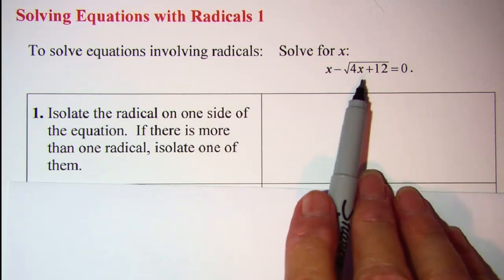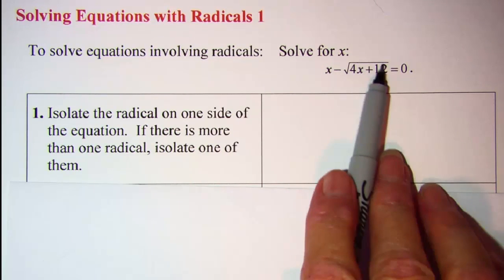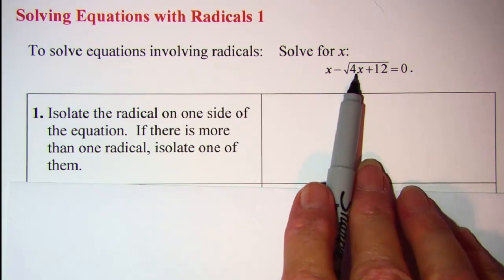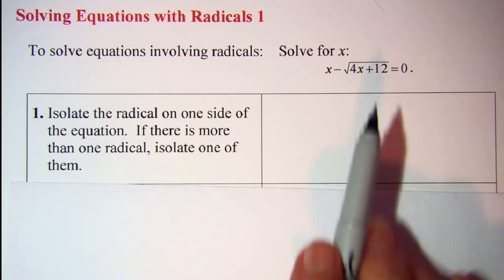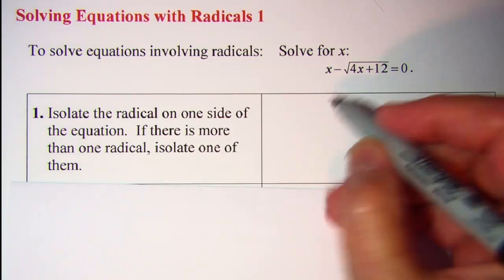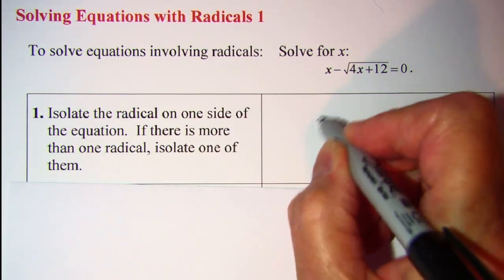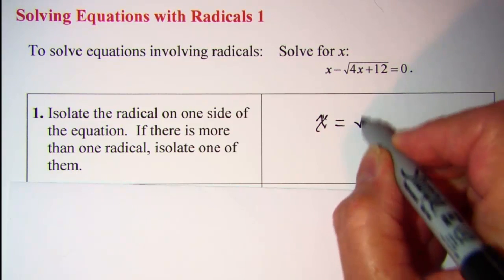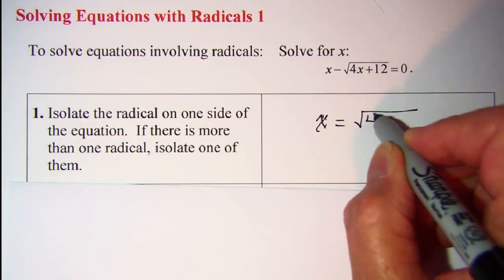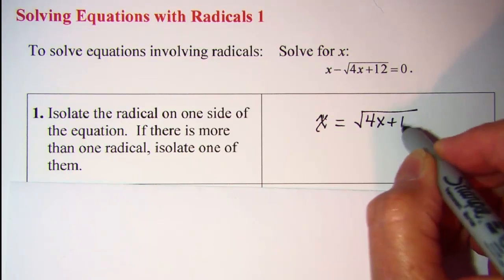Since we only have the one radical, I'm going to move this radical to the right side of the equation by adding the square root of 4x plus 12 to both sides of the equation. So I now have x is equal to the square root of 4x plus 12.